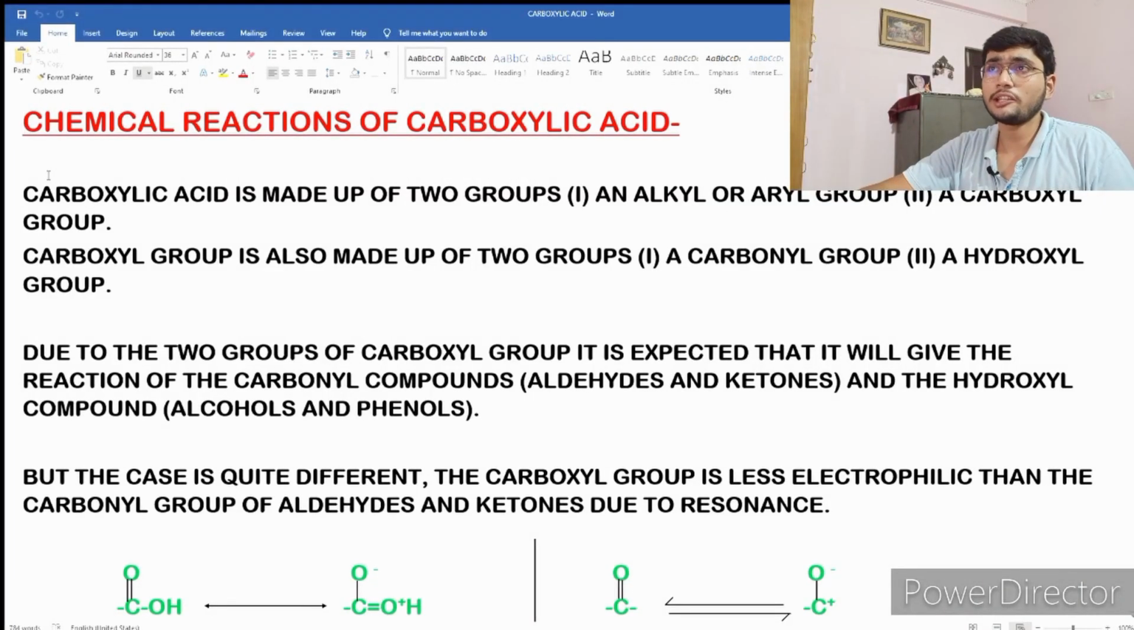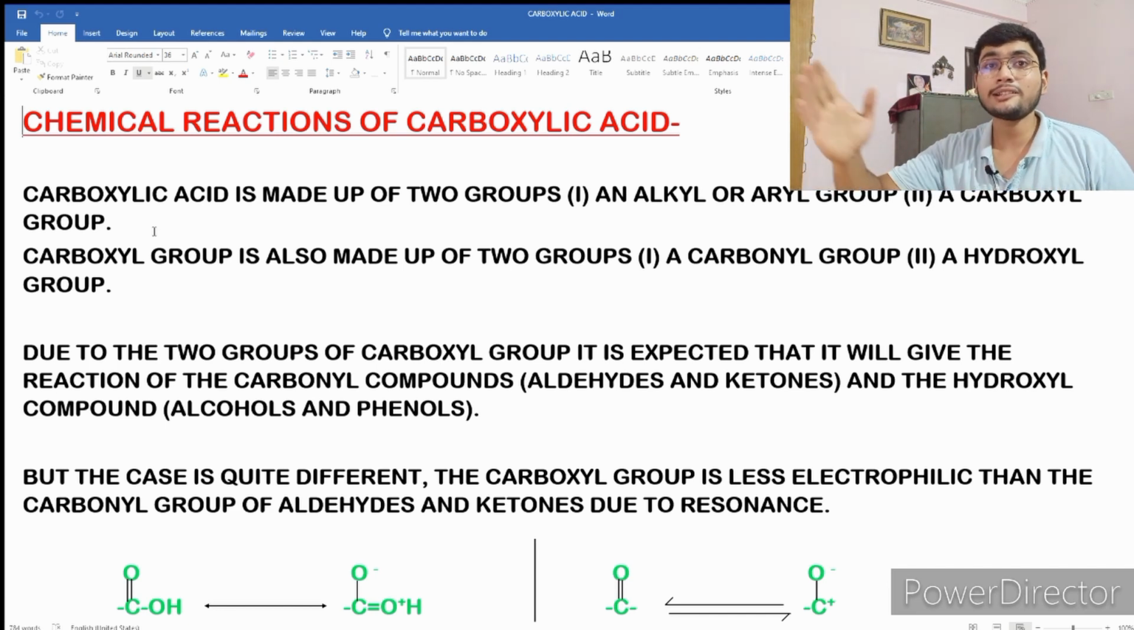So as you all can see on the screen, the first heading is chemical reactions of carboxylic acid. So carboxylic acid is made up of two groups, an alkyl or an aryl group and a carboxyl group. So yes, you know the general formula of carboxylic acid is RCOOH. So the R can be an alkyl group or an aryl group, and the COOH is a carboxyl group. Also, I have taught you in the first lecture of carboxylic acid that the carboxyl group itself is made up of two groups, that is a carbonyl group, that is CO, C double bond O, and also a hydroxyl group, that is OH.